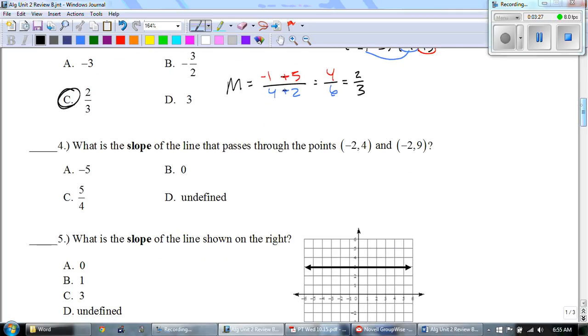Okay, so we're doing the same thing with number 4. We're going to go ahead and pause the video, and you guys are going to figure this one out on your own. Good luck.